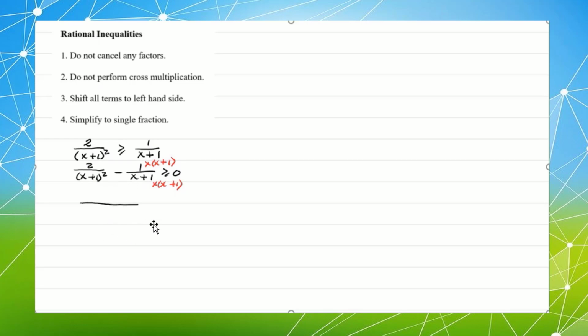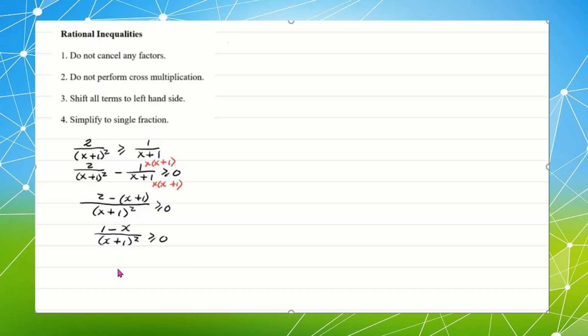In order to combine the fractions, first we need to make the denominator the same. So on the right hand side, 1 plus x plus 1. Then we need to simplify the numerator. The denominator is always the same.